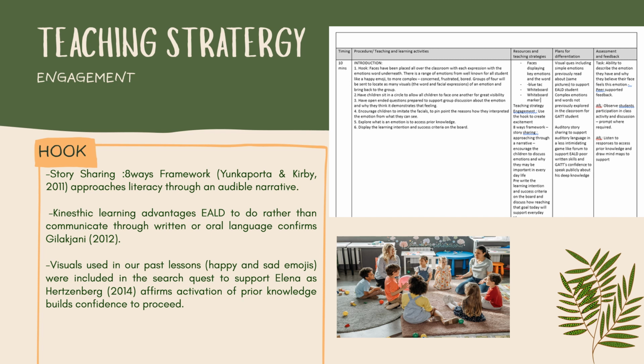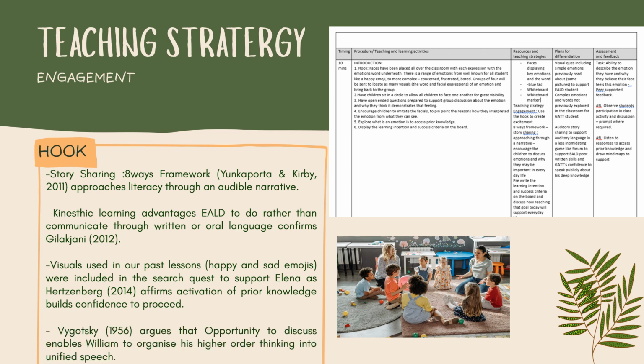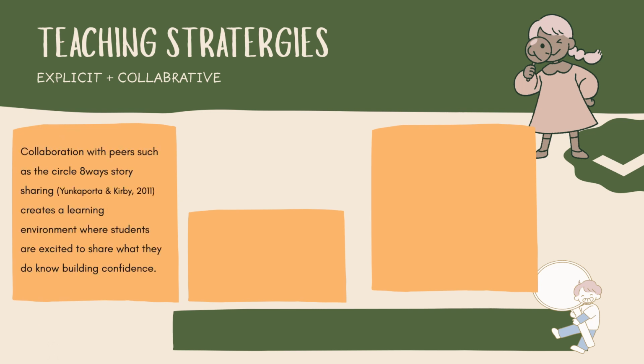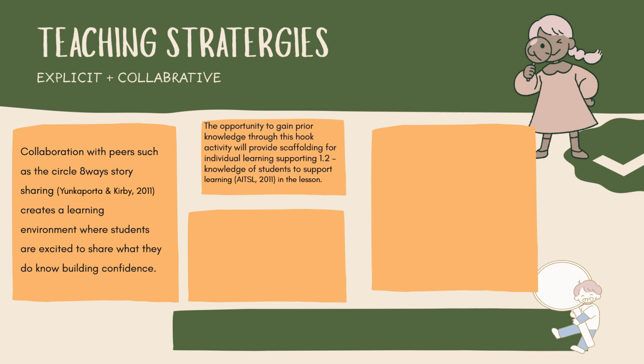For William, higher level language emotions were used. This gives an opportunity to articulate his higher order thinking to the group in an informal manner. Vygotsky argues that the opportunity to discuss enables William to organise his higher order thinking into unified speech. Collaboration with peers, such as the circle from 8 Ways story sharing, creates a learning environment where students are excited to share what they do know to build confidence. The opportunity to gain prior knowledge through this hook activity will provide scaffolding for individual learning, supporting knowledge of students to support learning from ATSL in the lesson.